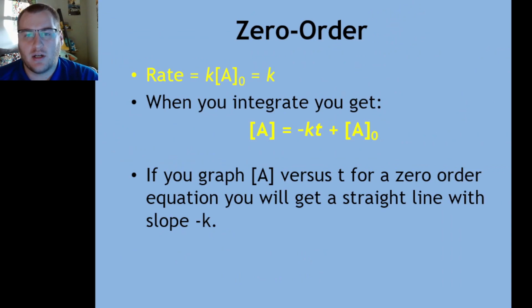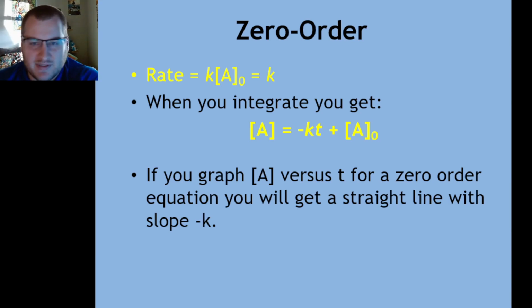The 0th order rate law means rate equals K times A to the 0, but that's just 1. So when you integrate, you get this expression, A equals negative KT plus A0. That looks like slope-intercept form, because that's essentially what it is. If you graph this and you get a straight line, then you know it is a 0th order reaction.